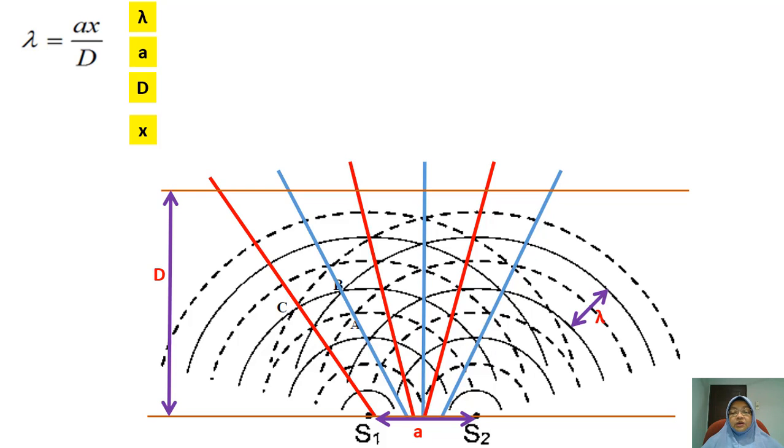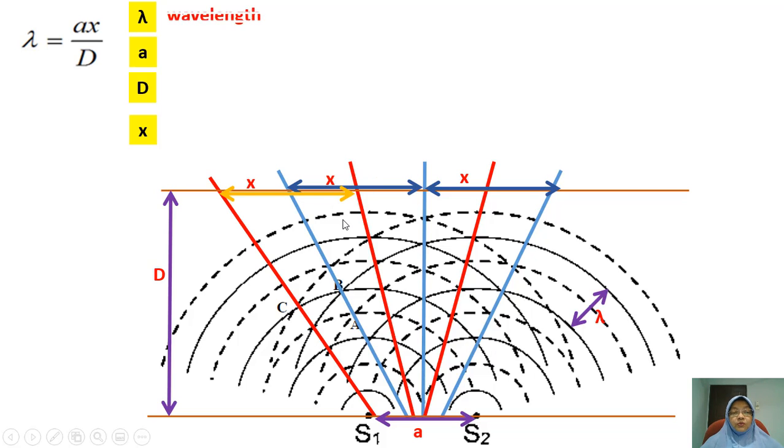This is lambda. So lambda is from one crest to another crest. And here we have another, from one antinode line to another antinode line, successive antinode lines. So this is what we call X. Also, X is from one nodal line to another nodal line, two successive nodal lines. The distance between two successive nodal lines.